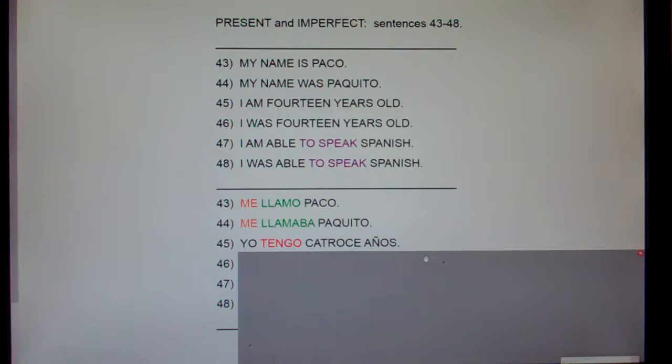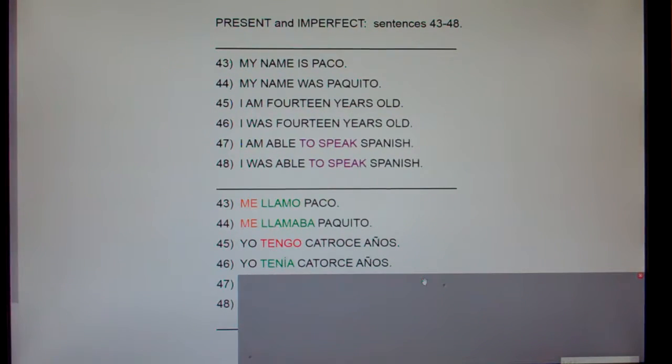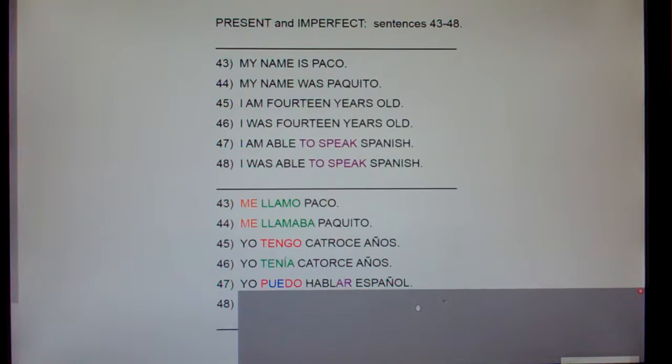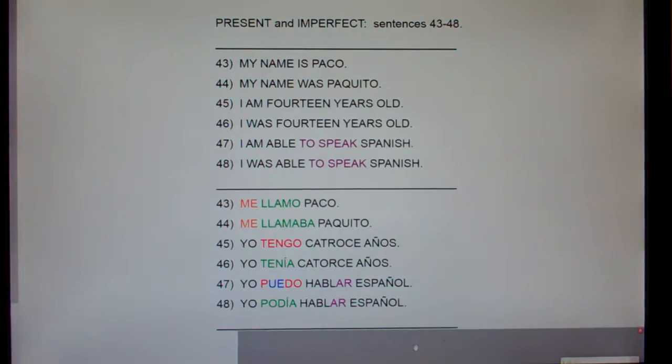46. I was 14 years old. Yo tenía 14 años. 47. I am able to speak Spanish. Yo puedo hablar español. And finally, 48. I was able to speak Spanish. Yo podía hablar español.